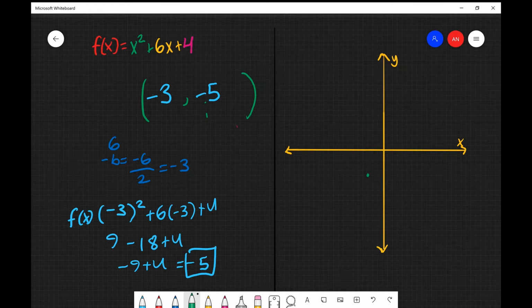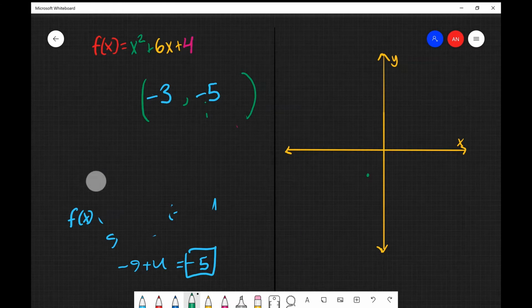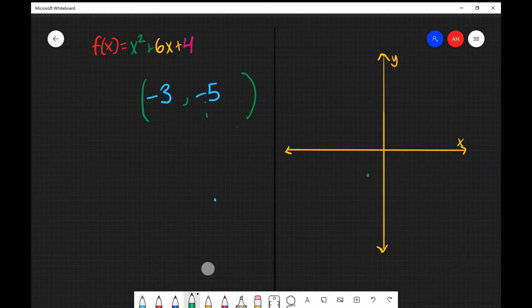From the original equation, we can tell that the graph will be pointing upwards, like a smiley face instead of a frowny face, because a is positive. If a was negative, it would be pointing down. So that means our vertex is the minimum point.